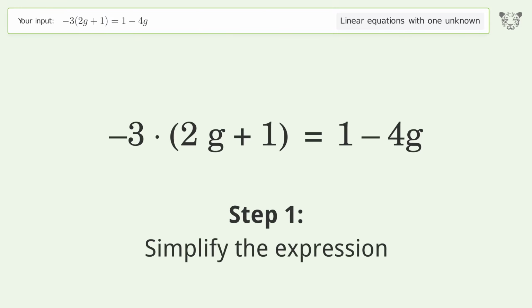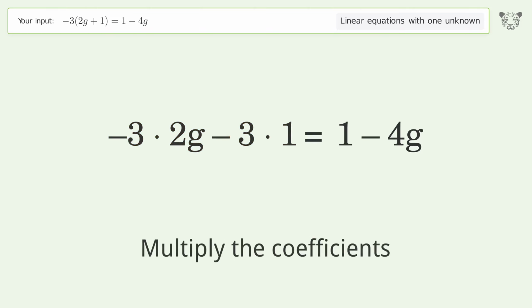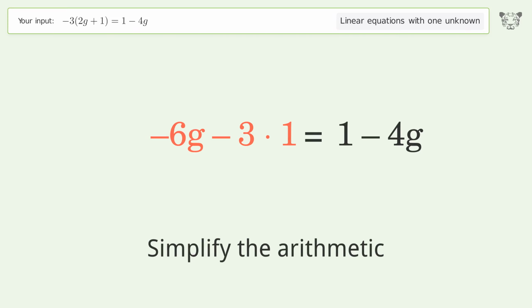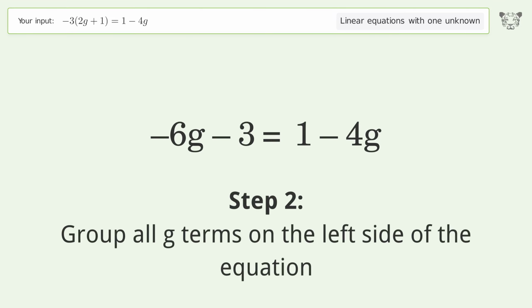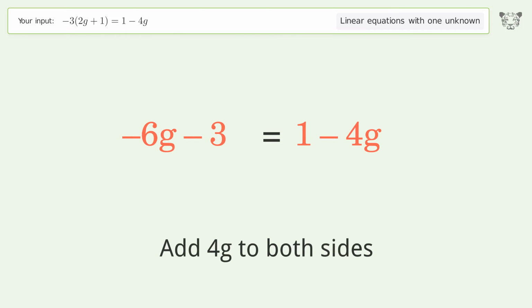Simplify the expression. Expand the parentheses. Multiply the coefficients. Simplify the arithmetic. Group all g terms on the left side of the equation. Add 4g to both sides.